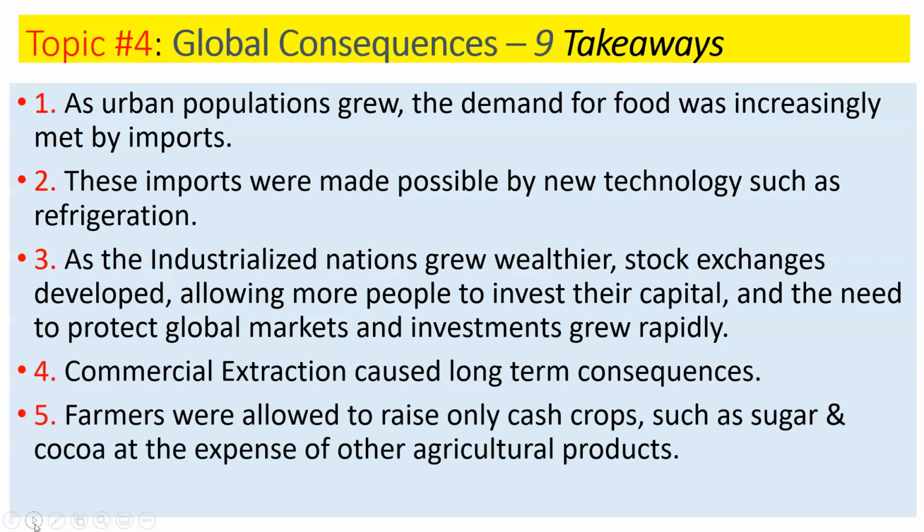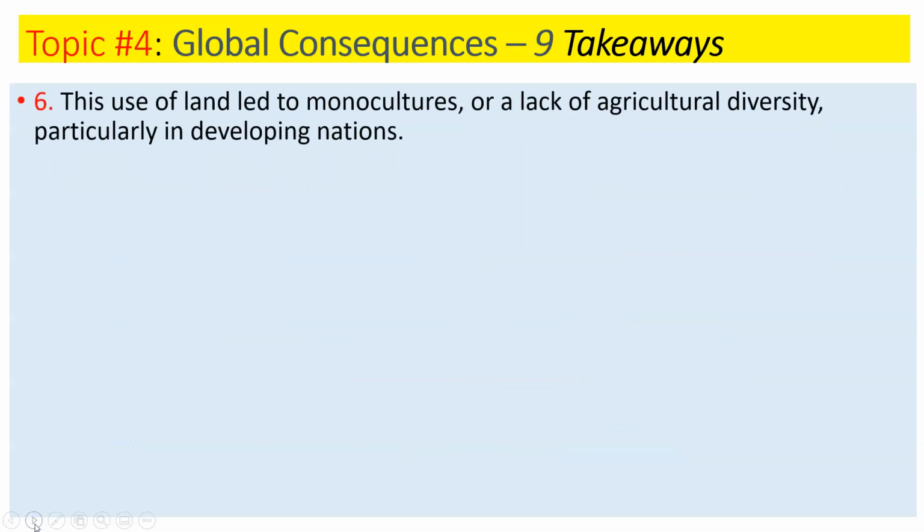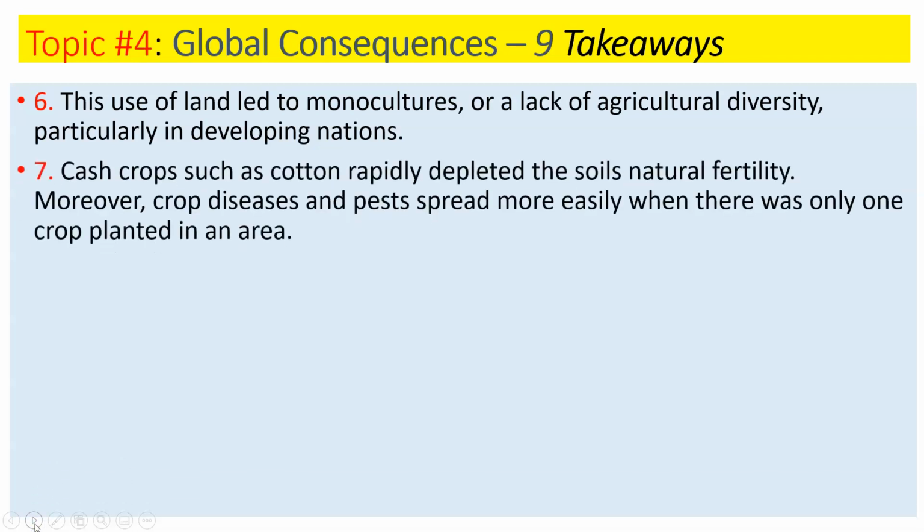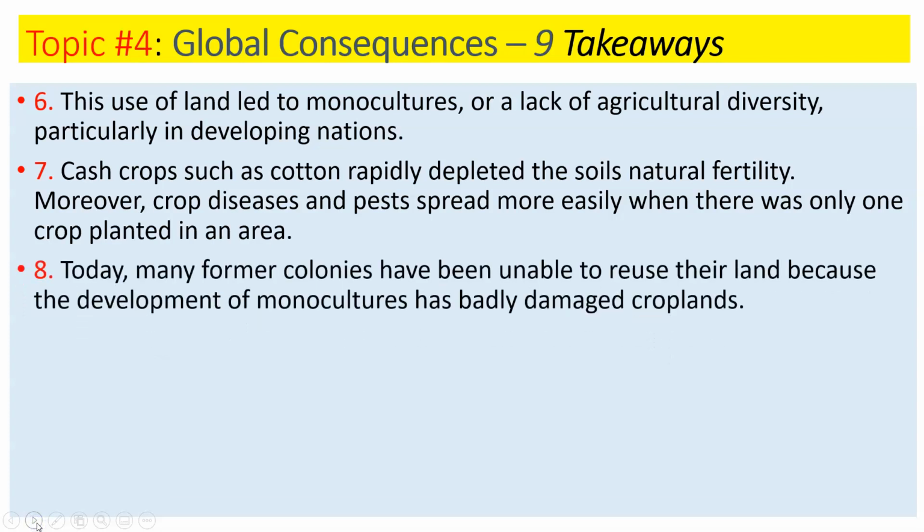Number 5, farmers were allowed to raise only cash crops such as sugar and cocoa at the expense of the other agricultural products. Number 6, this use of land led to monocultures, or a lack of agricultural diversity, particularly in developing nations. 7, cash crops such as cotton rapidly depleted the soil's natural fertility. Moreover, crop diseases and pests spread more easily when there was only one crop planted in an area.